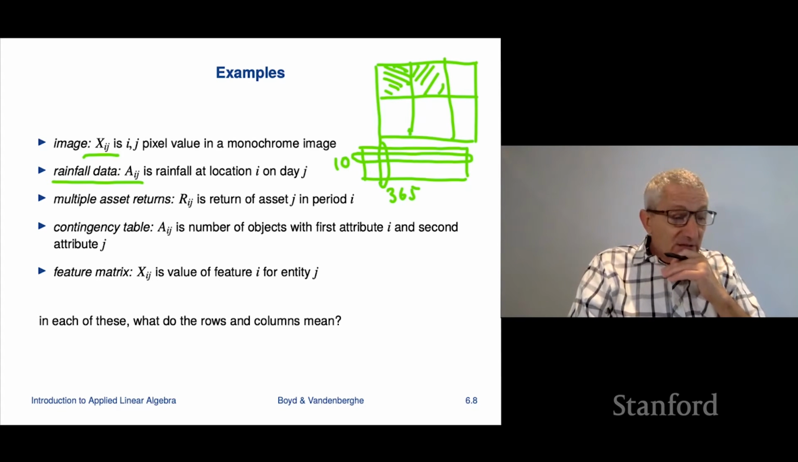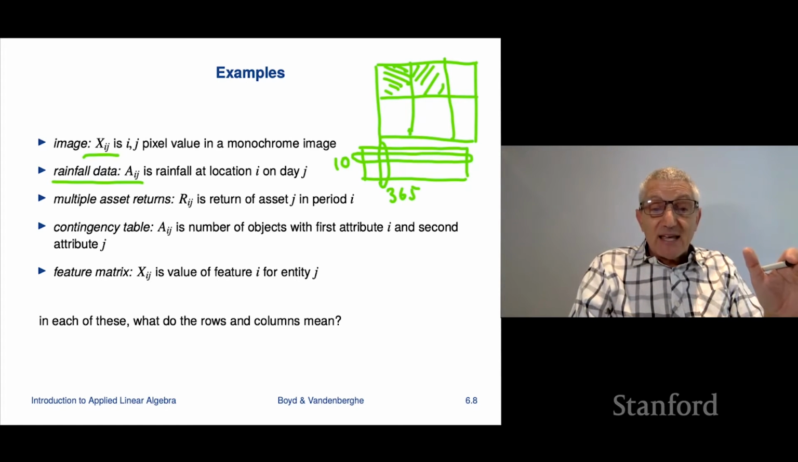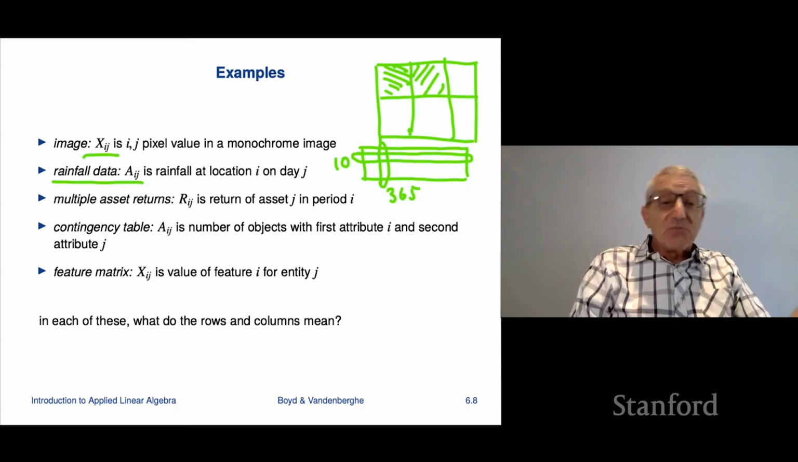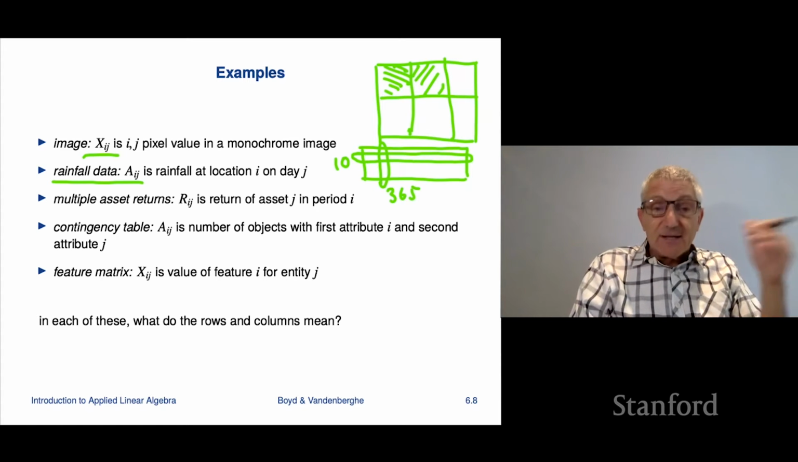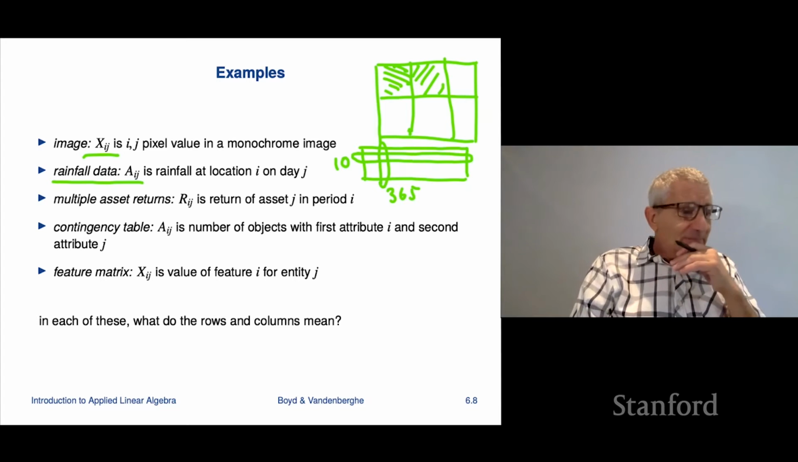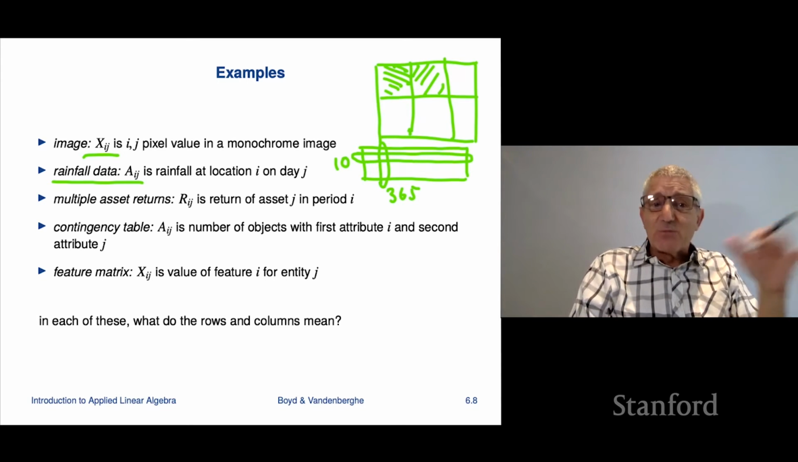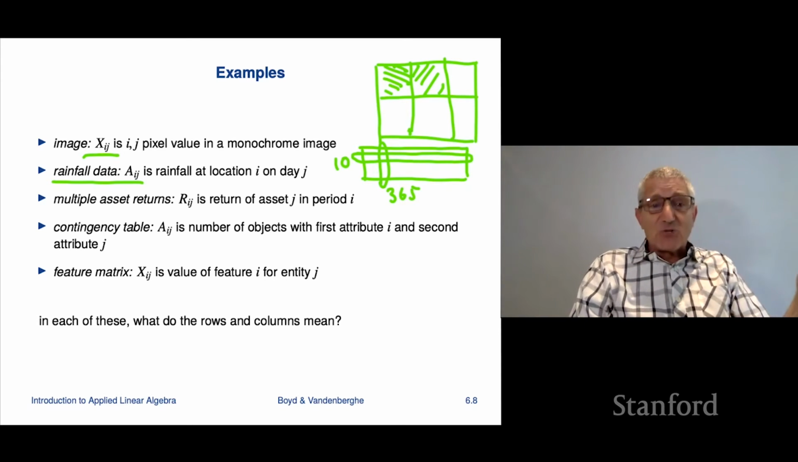So a row of this matrix you can interpret as a time series of rainfall at a particular location. Which location? Depends on the row. So that's the idea. In Palo Alto, there'd be a lot of zeros in that. Not so much in a rainforest, but in Palo Alto, that would be a sparse matrix.